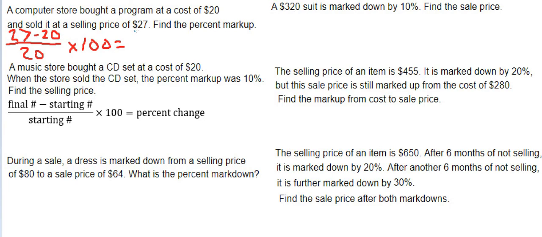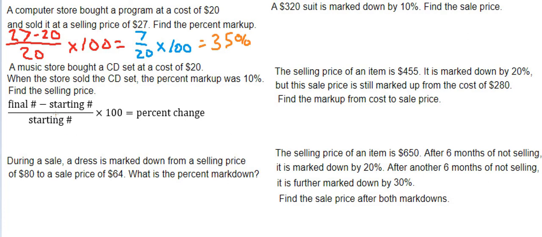And 27 minus 20 is 7. So we're going to have 7 over 20 times 100. And when we do that, we're going to get 0.35 times 100, which is going to be 35%. So this is a 35% markup.